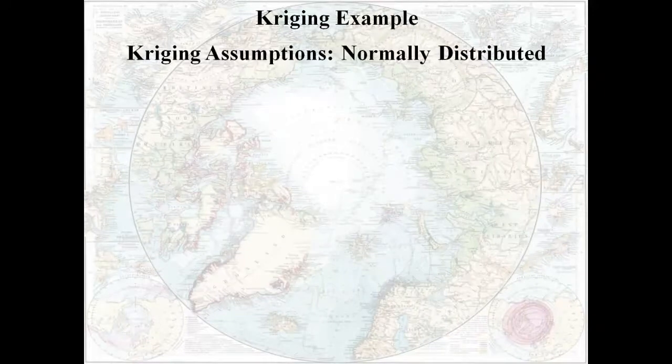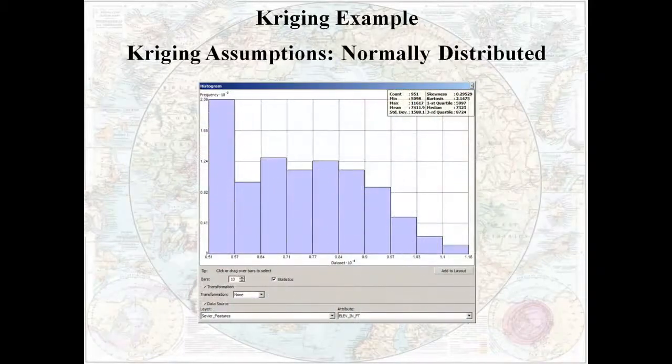Normally distributed. Remember, bell-shaped curve, mean, median, same diff. You can check that with a histogram. And this doesn't really look like a bell-shaped curve to me. Maybe our input data doesn't follow a normal distribution. But remember, you can transform your data sometimes to make it look like a normal distribution, and so that might be something we should consider when we do the kriging of this elevation data, is to transform it.